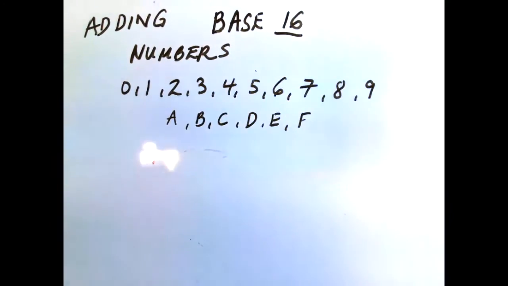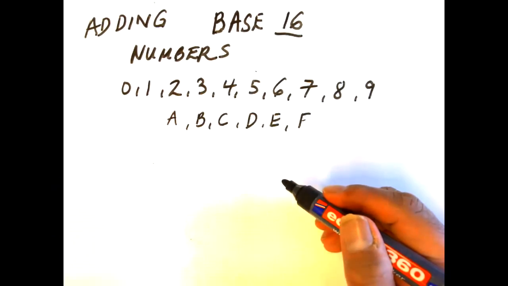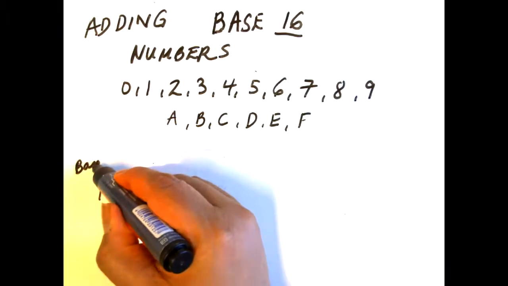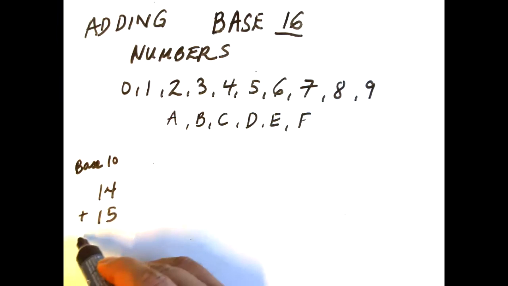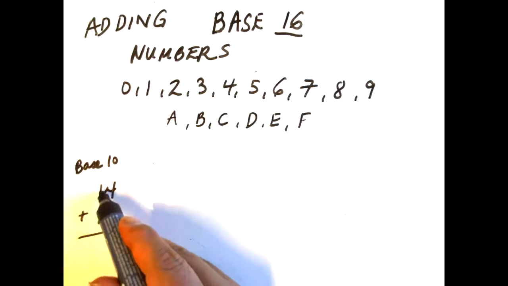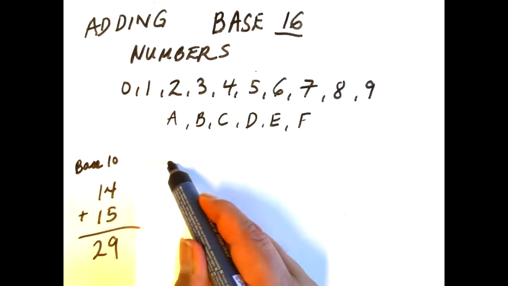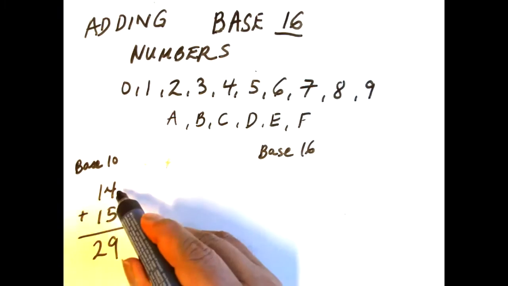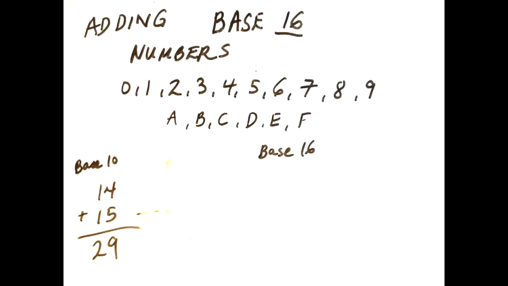So let's get started with an example. What if we add 14 and 15? In base 10, we can add 14 and 15, and of course your answer would be 29. That's your answer in base 10. But how do you do this in base 16? How do you write 14 in base 16? And so is 15. So it's better to make a drawing.